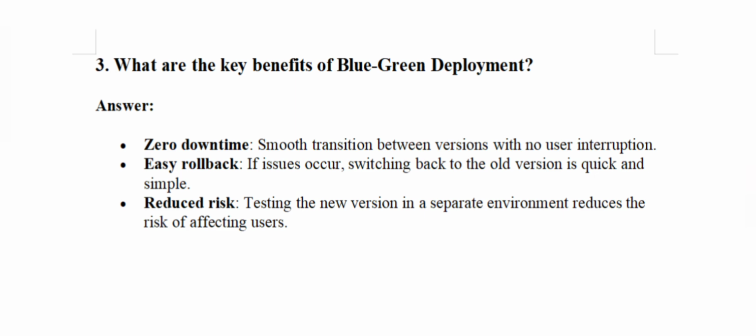Then is reduced risk. Testing the new version in a separate environment reduces the risk of affecting the users. Since we are testing the newer version in the green environment, at the same time blue environment is already having the traffic in it, so it doesn't affect the blue environment.